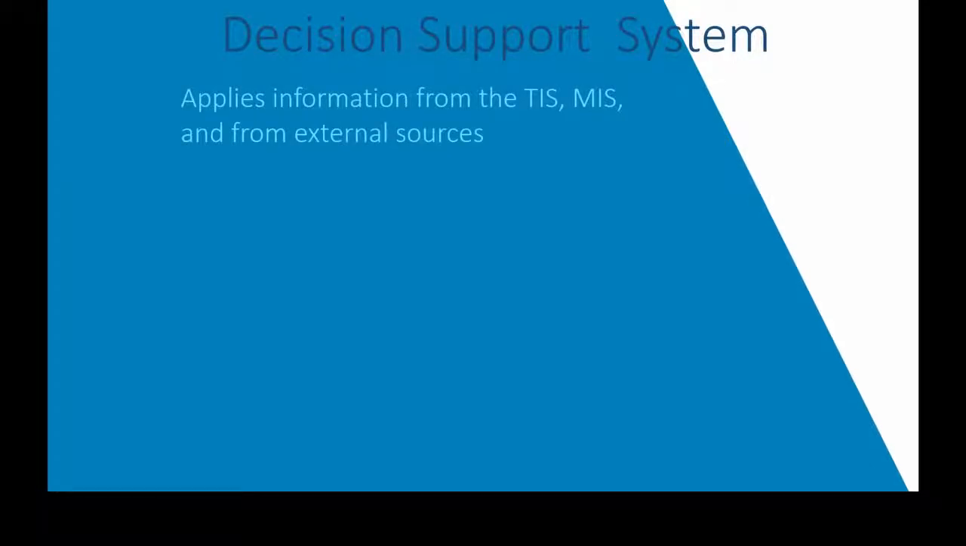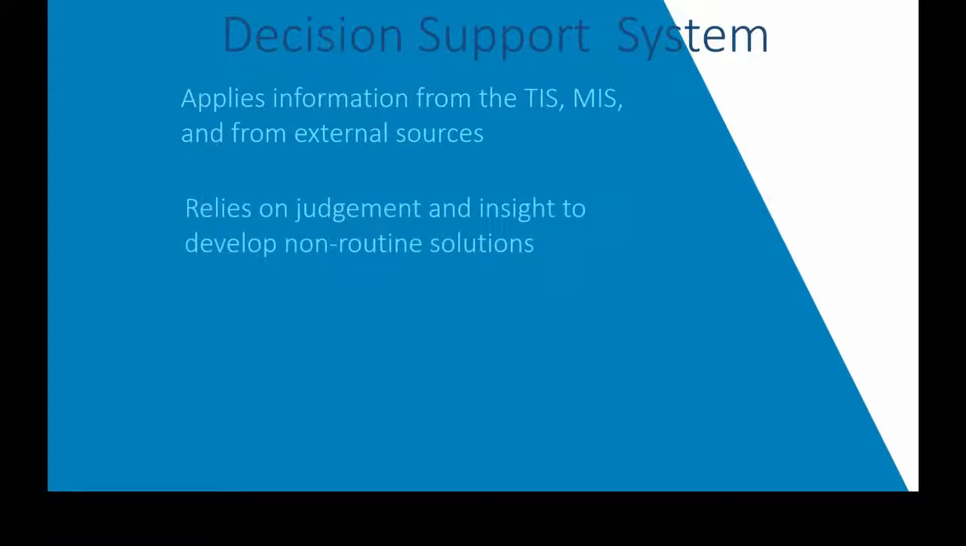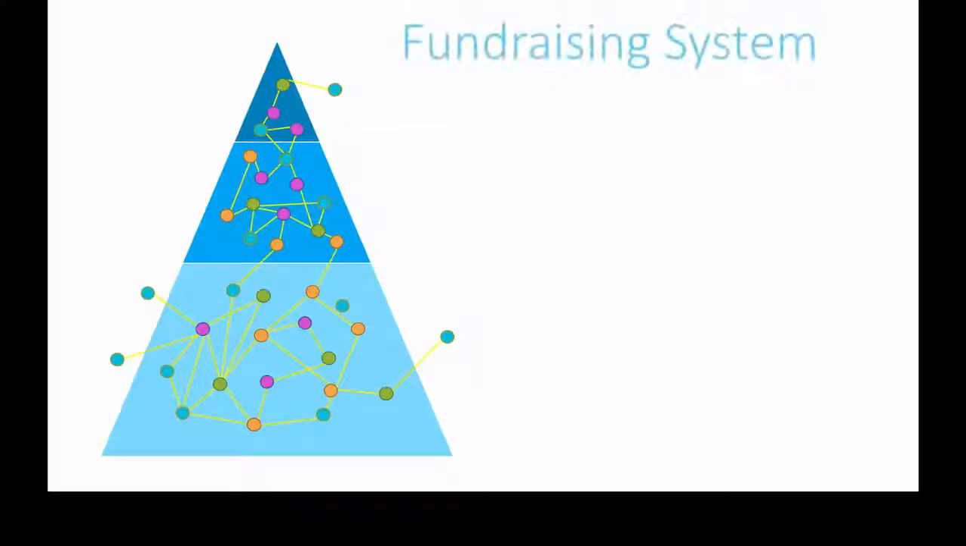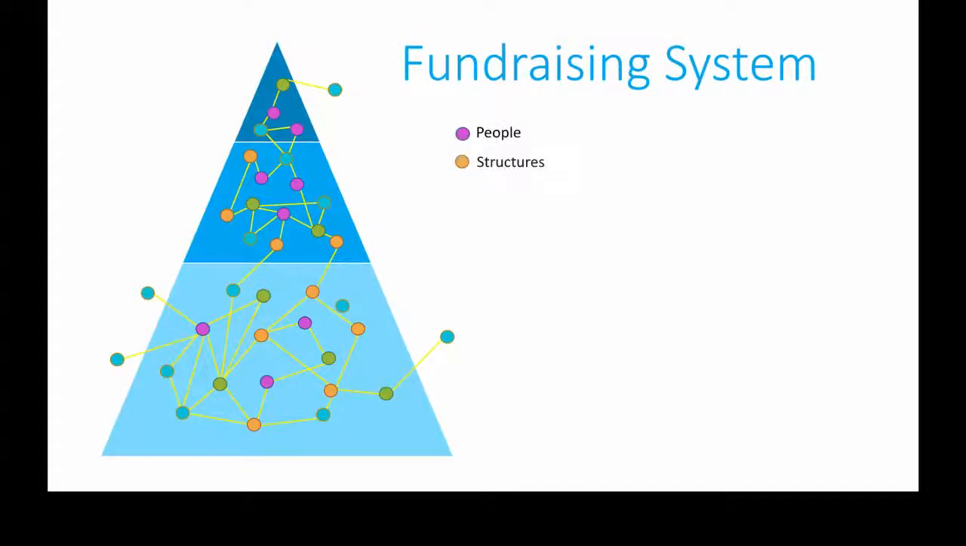The decision support system applies information gathered from the transaction information system and the management information system and combines it with information from external sources. It relies on judgment and insight to develop non-routine solutions and builds organizational capacity for analysis and non-routine decision-making that can be applied to future situations. Each of these subsystems contain people, structures, processes, and data that make this system work by moving information. So all you need to know about a fundraising system is that it contains people, structures, processes, and data that activates information throughout transactional, management, and strategic levels.